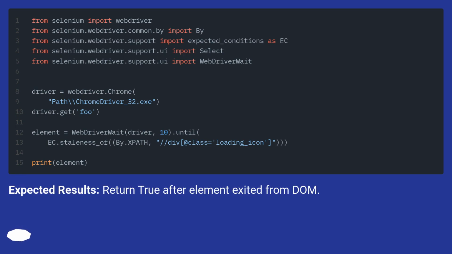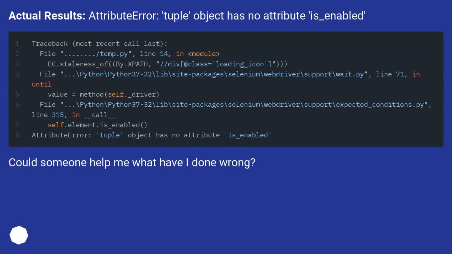Expected results: return true after element exited from DOM. Actual results: AttributeError: 'tuple' object has no attribute 'is_enabled'. Could someone help me? What have I done wrong?